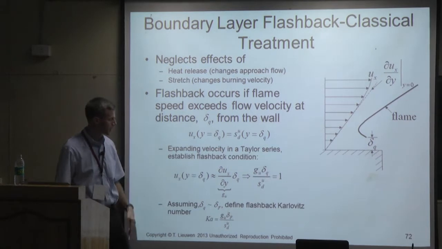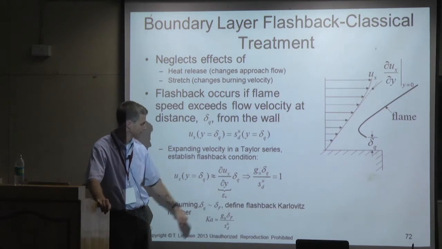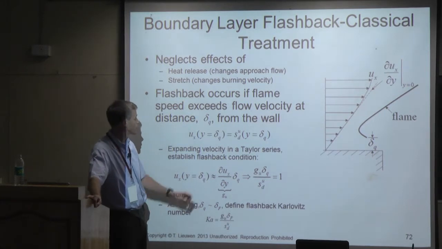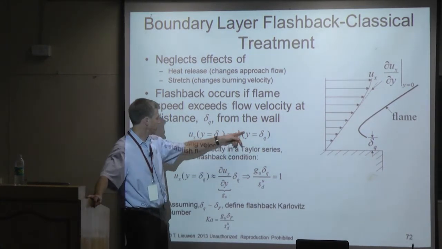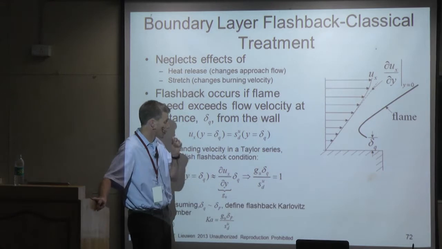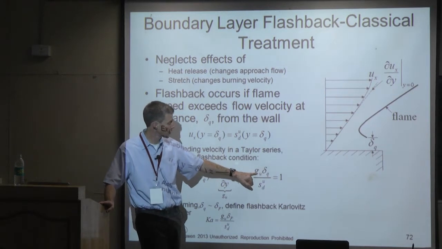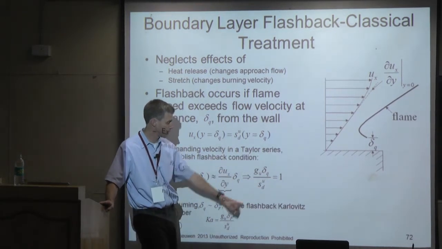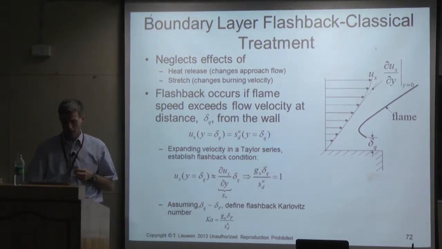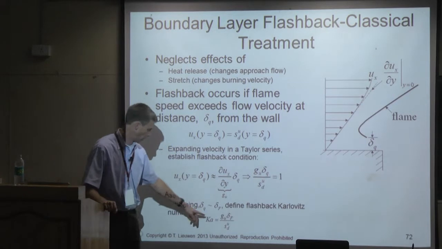This gradient is often given the symbol G in the combustion literature. If we go back to the earlier expression and equate G times del Q to SD, the critical condition for flashback is that the velocity gradient at the wall times the quenching distance divided by the flame speed equals 1. This is basically a Karlovitz number, so we can define a Karlovitz number.